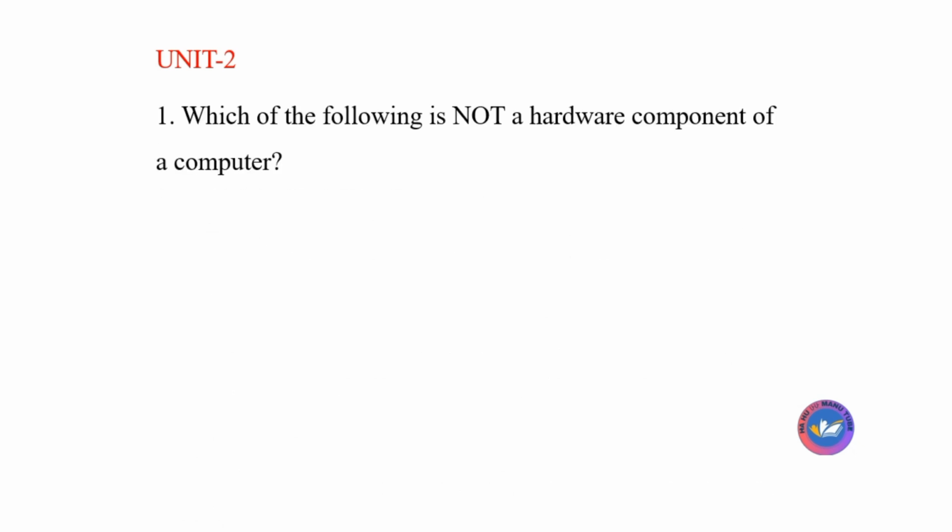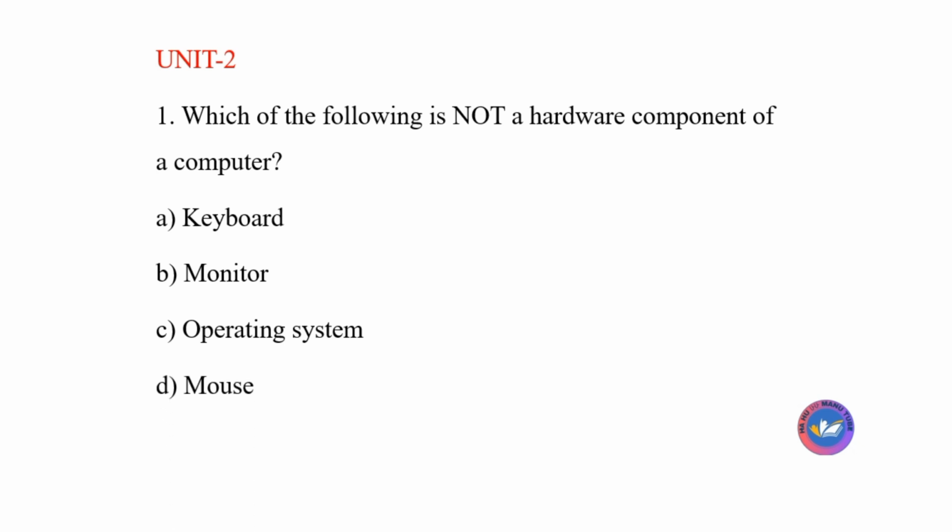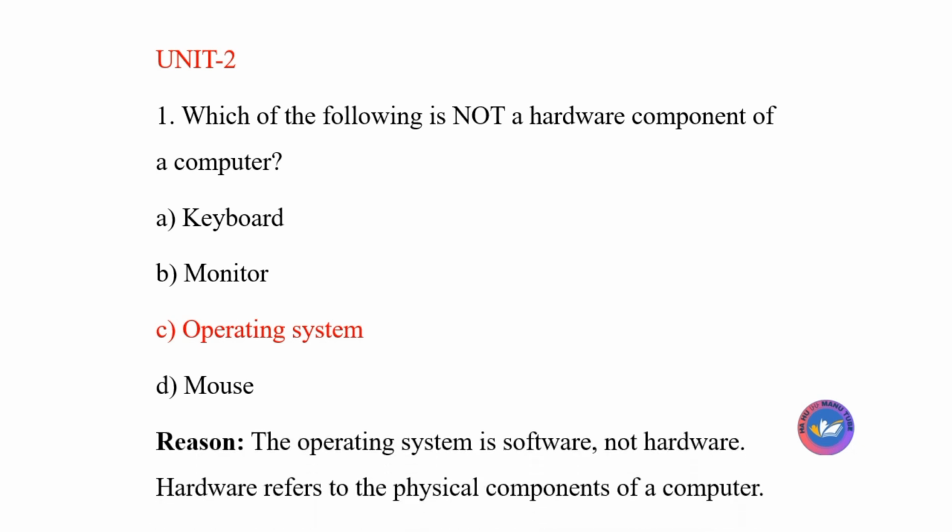Unit 2. Question number 1. Which of the following is not a hardware component of a computer? A. Keyboard. B. Monitor. C. Operating system. D. Mouse. The answer is operating system. The operating system is software, not hardware. Hardware refers to the physical components of a computer.